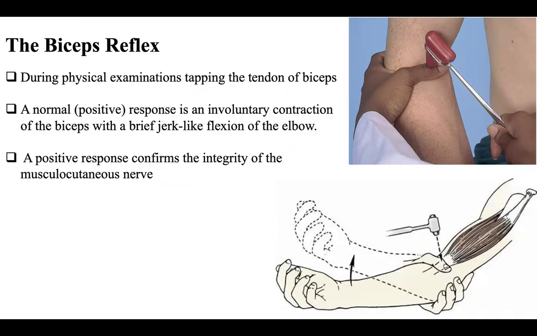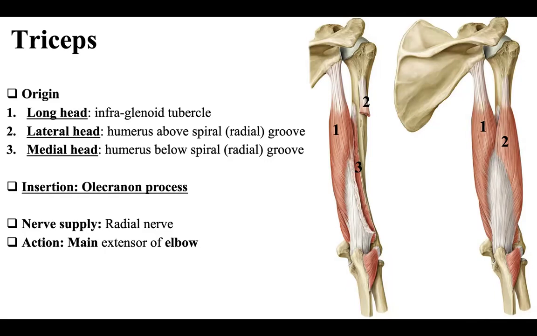That is the musculocutaneous nerve. The triceps: we have three heads of triceps. We have the long head, which is from the scapula, and the lateral head and the medial head from the humerus. This is the long head, which is medial. The lateral head is lateral, and the medial head is in the lower part.